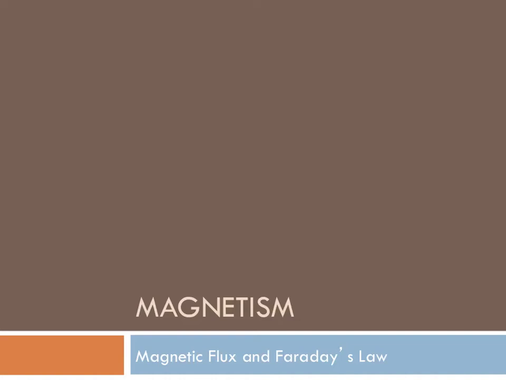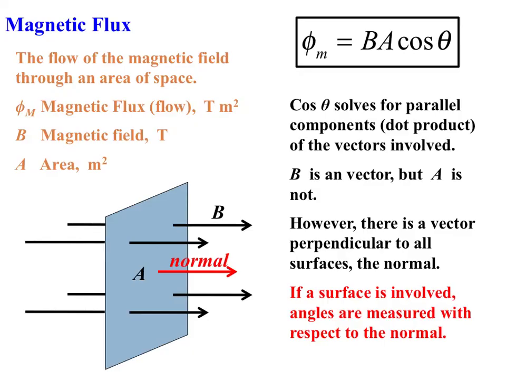This video covers Faraday's law. Now, the magnetic flux is defined as the flow of the magnetic field through an area of space. Again, flux is going to be represented by a sigma, which is this letter here. Again, this is flow, or magnetic flux. It's going to have units of Tesla meters squared.